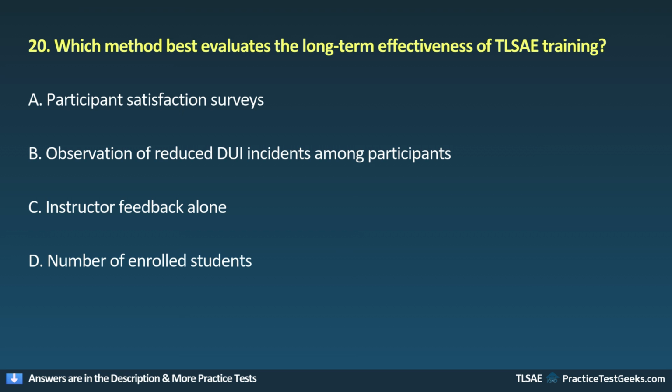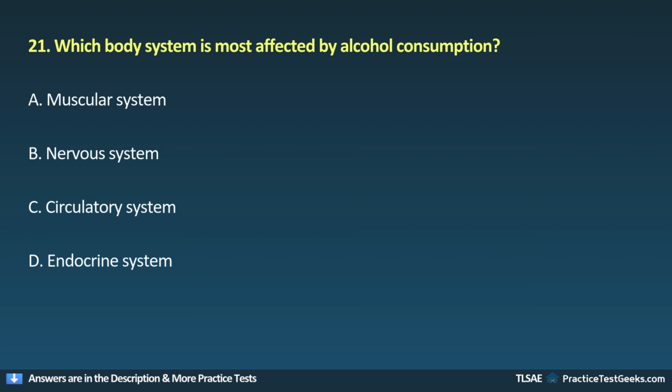A. Participant satisfaction surveys. B. Observation of reduced DUI incidents among participants. C. Instructor feedback alone. D. Number of enrolled students. 21. Which body system is most affected by alcohol consumption? Muscular system. Nervous system. Circulatory system.